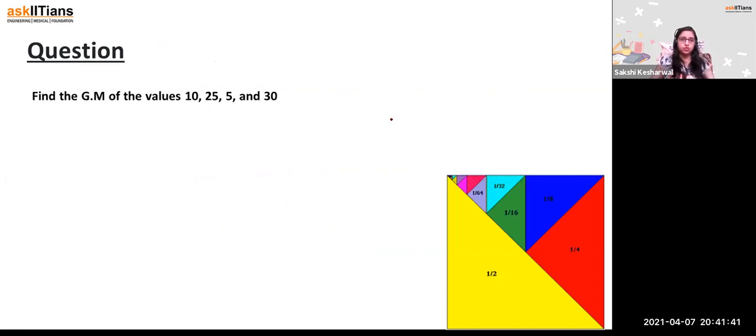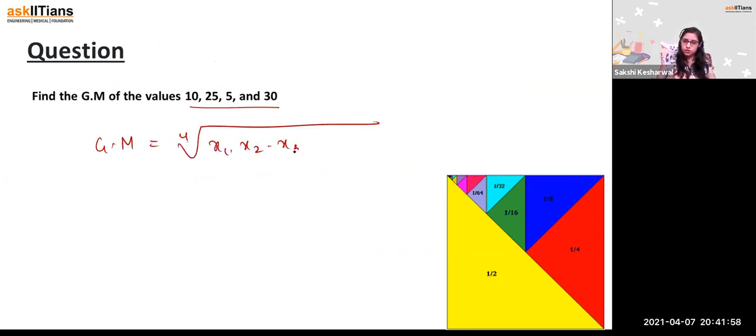Now we have some questions. It says find the geometric mean of these numbers. So we know that the geometric mean of the four numbers is equals to the fourth root of X1 into X2 into X3 into X4.